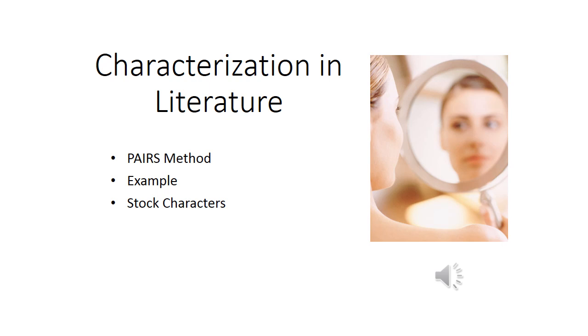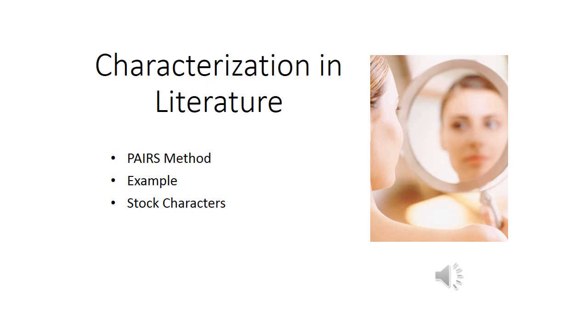Characterization in literature is the process authors use to develop characters and create images of the characters for the audience. There are two different approaches to characterization, including direct characterization and indirect characterization. With the direct approach, the author tells us what they want us to know about the character. With indirect characterization, the author shows us things about the character to help us have an understanding of the character's personality and effect on others.